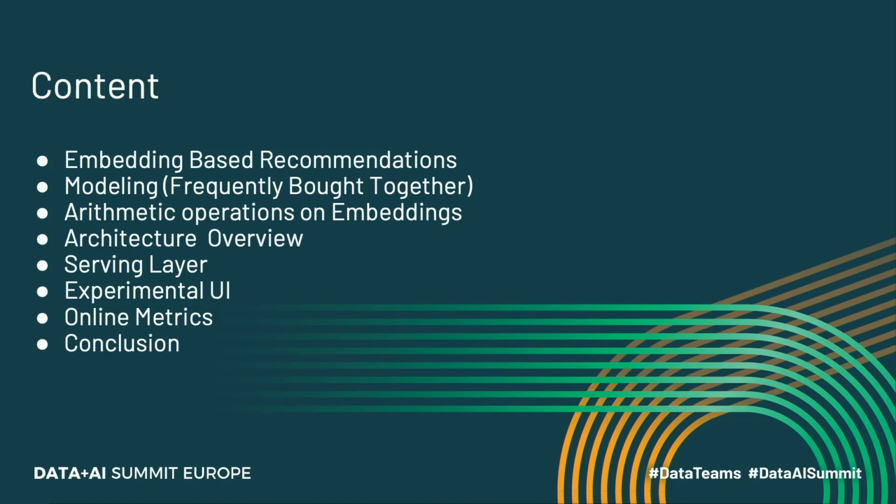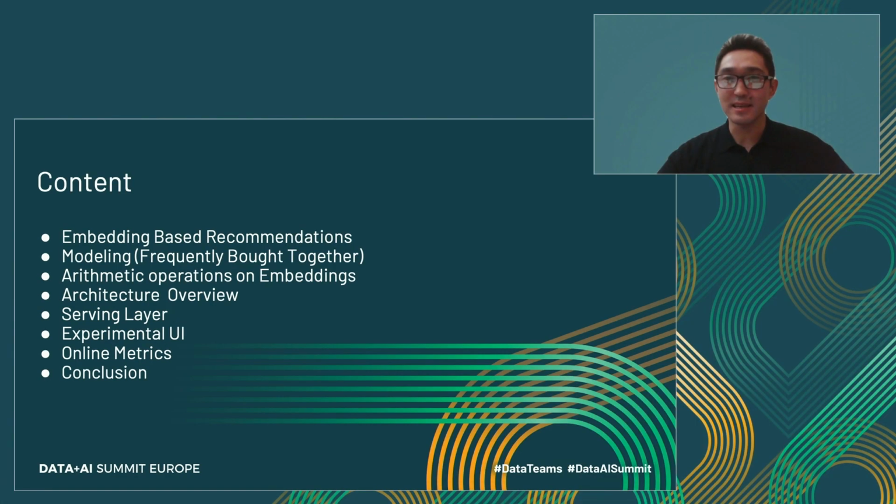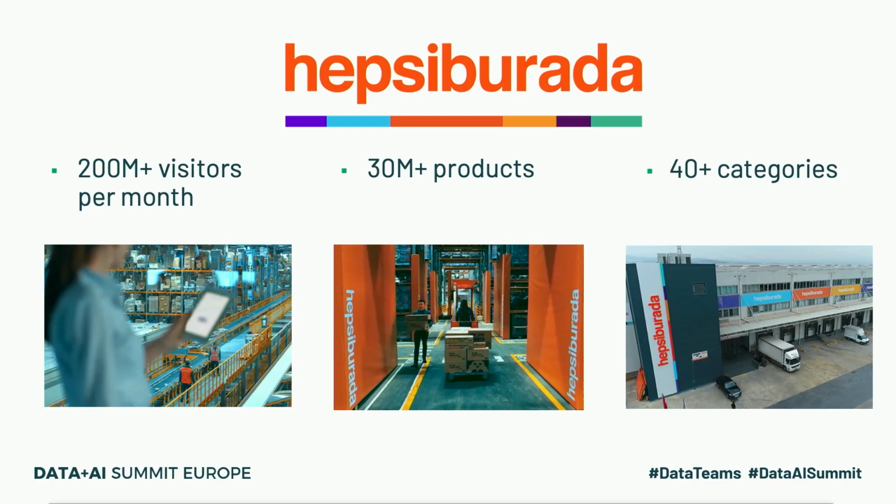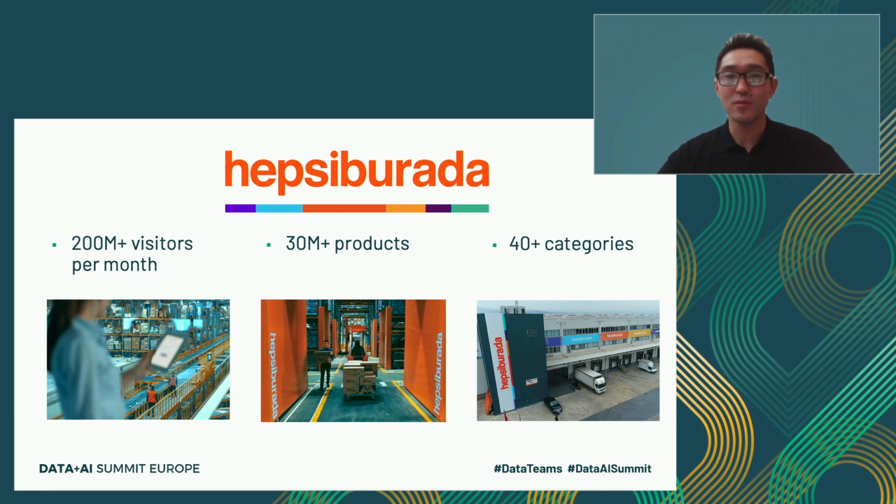In the first part of our presentation, I will describe the modeling stage of our project. In the second part, my colleague Selman will describe the general architecture overview. Let me shortly introduce our company. Hepsiburada is one of the largest e-commerce companies in Turkey and in the Middle East. It has more than 30 million products and more than 40 categories, ranging from retail foods to electronics. It has high traffic, with more than 200 million visitors per month.